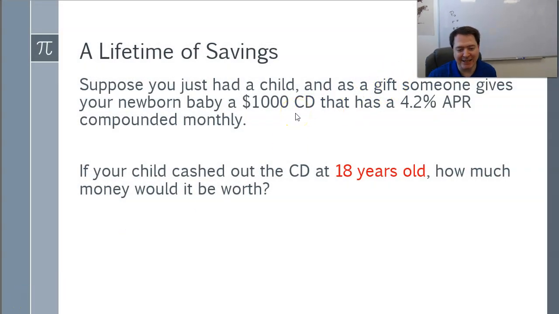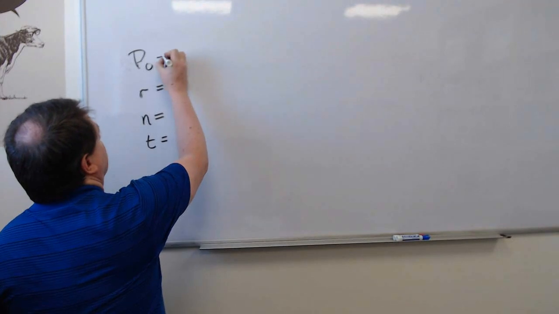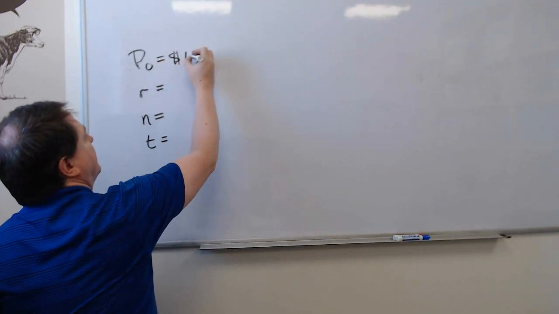So they buy a CD instead, where they feel like that's a safer investment. This is going to be a CD that gets compounded monthly. So they're advertising 4.2% APR, but it's compounded monthly. And if they cash it out at 18 years old, how much will it be worth? Okay, so our principal then is going to be $1,000.